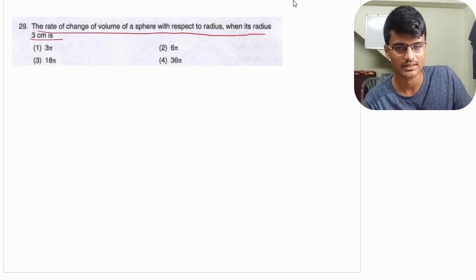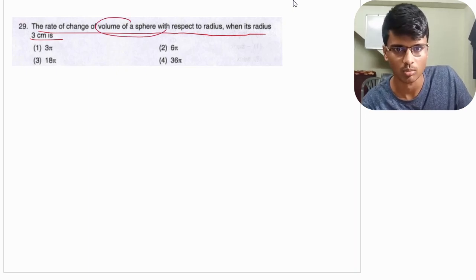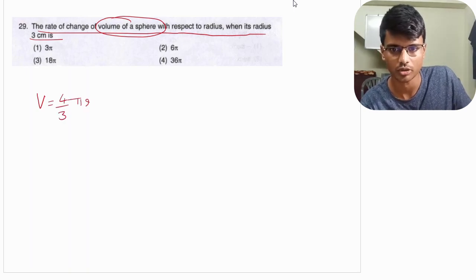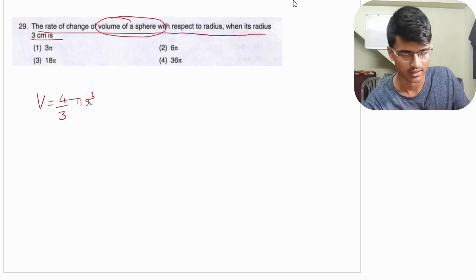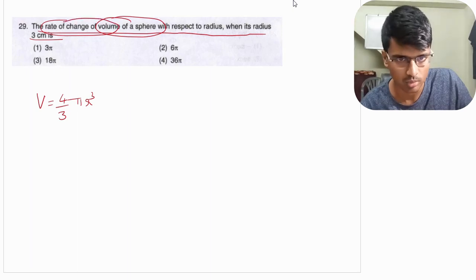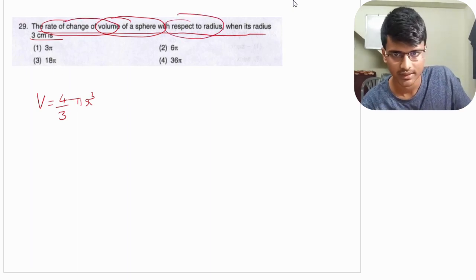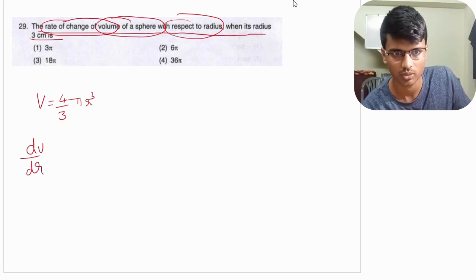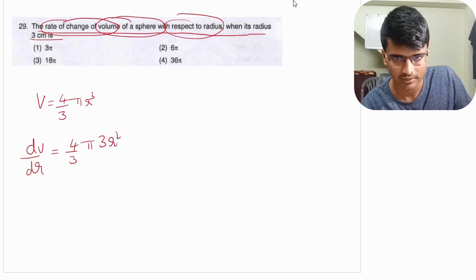Okay, so first what you will do is, they are talking about volume of sphere, so simply write the volume of sphere. What is volume of sphere? It is 4 by 3 pi r cube, right? Finished. Just extract this thing from the question. The rate of change of volume with respect to radius, that means dv by dr, right? So differentiate this with respect to radius. 4 by 3 pi, differentiation of r cube is 3r square.